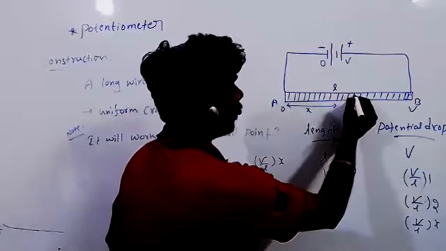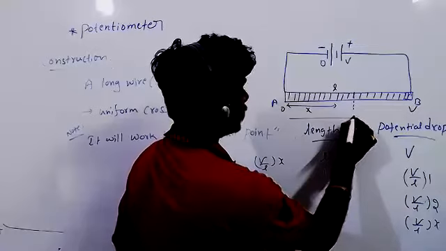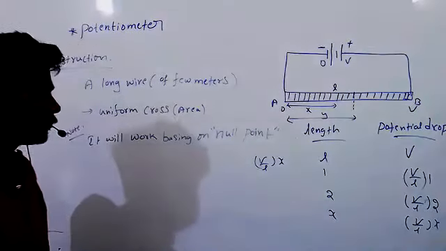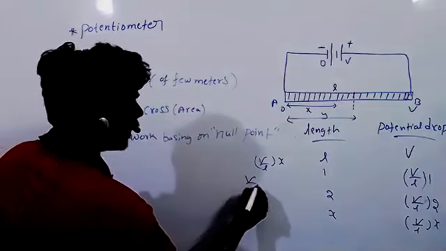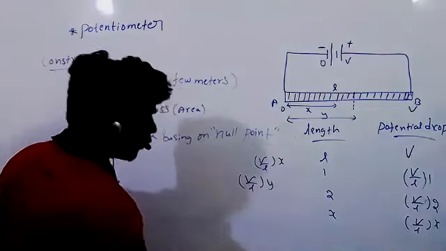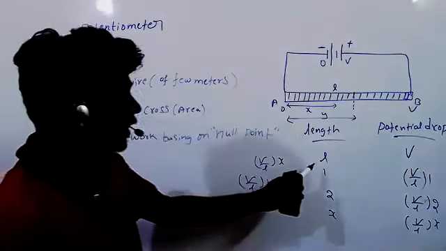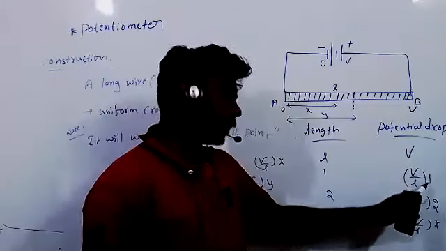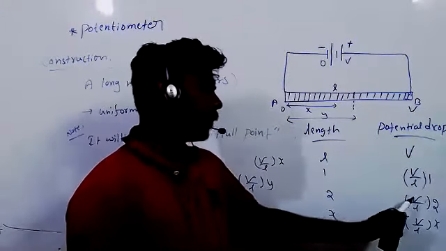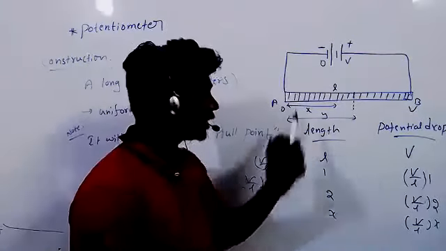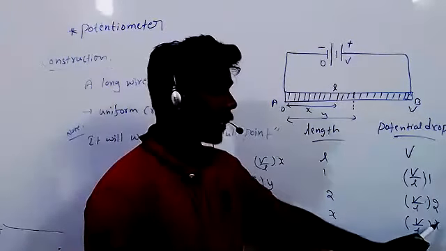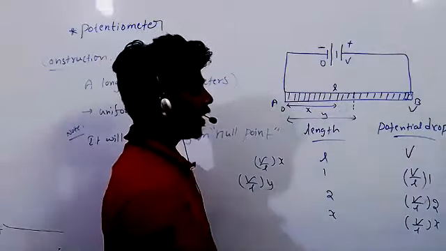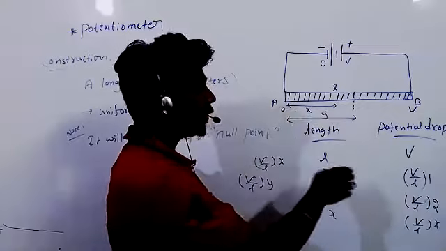Suppose I have taken here, this distance is Y. How much potential drop will be there? V by L into Y. Okay. For total length, V potential drop. For unit length, V by L into 1. For 2 units, V by L into 2. For X length, V by L into X. More accurately, clearly we can say however much length you are taking, multiply by V by L.